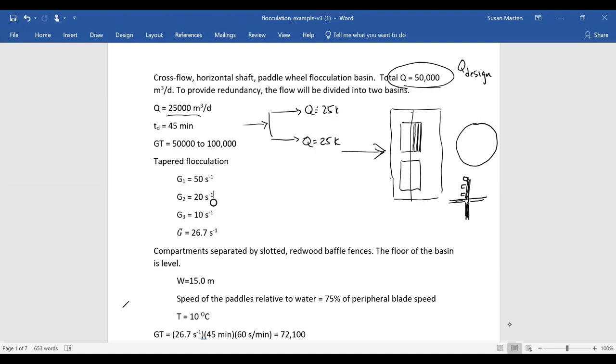So in that case, really what I need is a third basin. So that, for instance, if this basin is out for maintenance, I can still use these two basins and I still can meet this design flow. The detention time that I'll use is 45 minutes. That comes from my jar test.